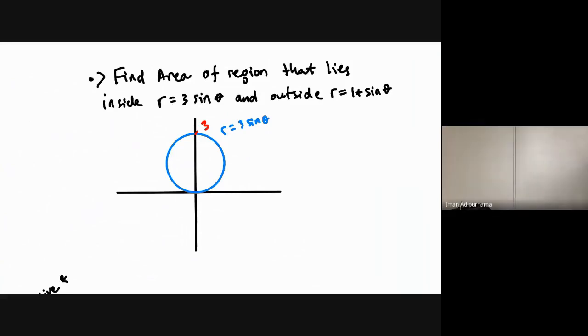And how about the cardioid? Okay, we have the cardioid here. And what is the maximum value? The sine will be 1 plus 1, which is 2. So at, let's say, pi over 2, it will be here, right? Or maybe around here. So it should be around here.